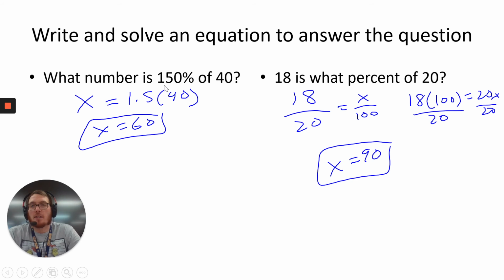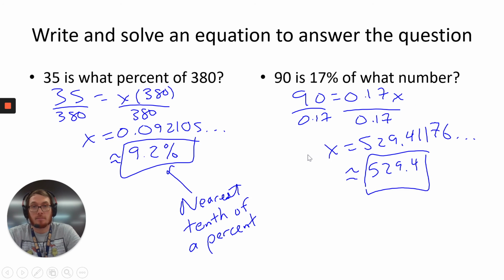Okay, what number is 150% of 40? What number, I don't know, is 150% of 40? 1.5 times 40 is 60, so it should be higher than the original because you have 150%. 18 is what percent of 20? 18 out of 20 is x over 100. There's the proportion versus the equation on the last one. Cross multiply and solve, and you get 90.